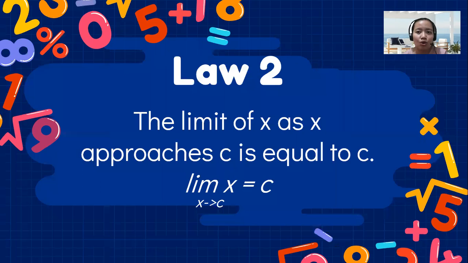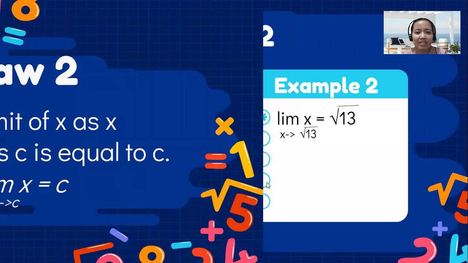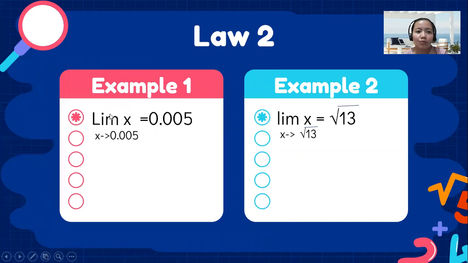Let's proceed to law number 2. Law number 2 states that the limit of x as x approaches c is equal to c. So here is our limit rule. The limit of x as x approaches c is equal to c. Let's have an example. Number 1. The limit of x as x approaches 0.005 is equal to 0.005.